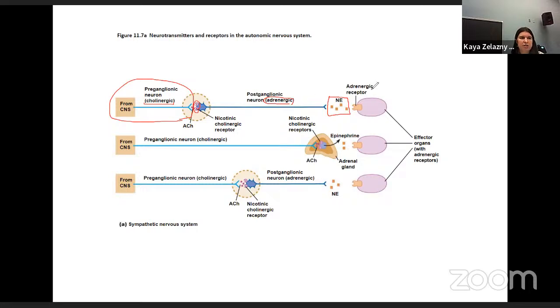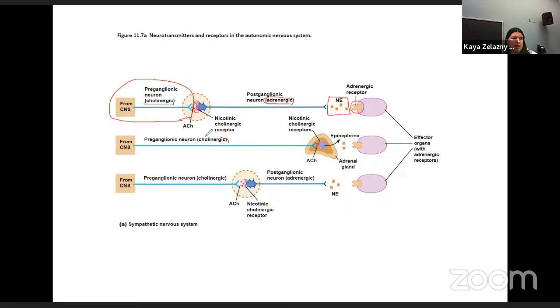Our adrenergic receptors, we would therefore see in the target organs, our effector organs. So an adrenergic receptor is receiving that norepinephrine. An effector organ receiving the norepinephrine has an adrenergic receptor. The same sort of arrangement is going to be true for our other roots of the sympathetic nervous system.